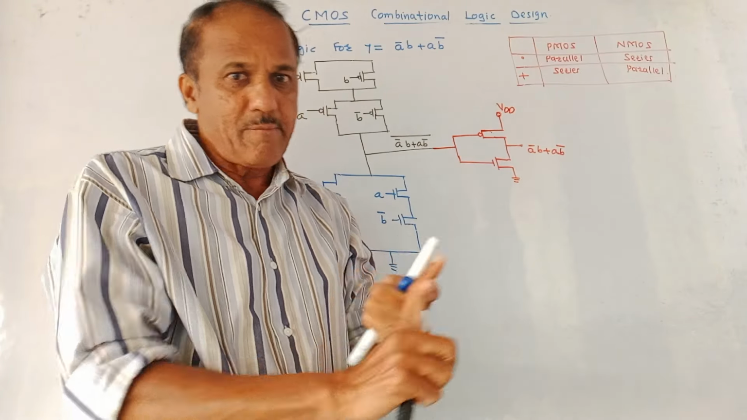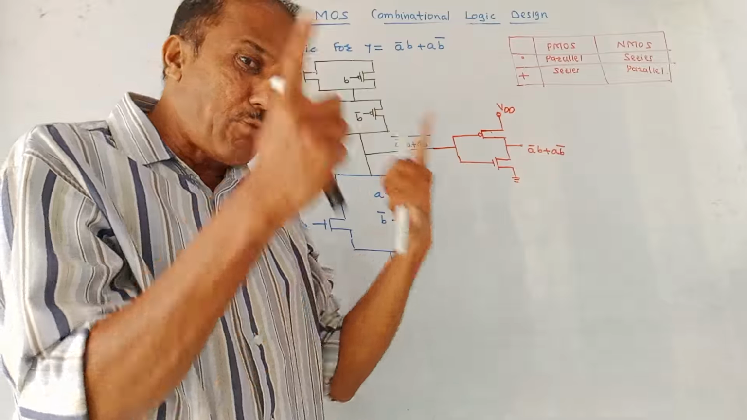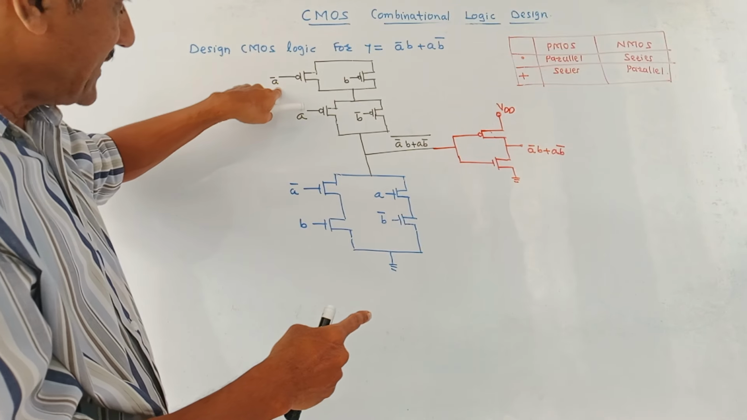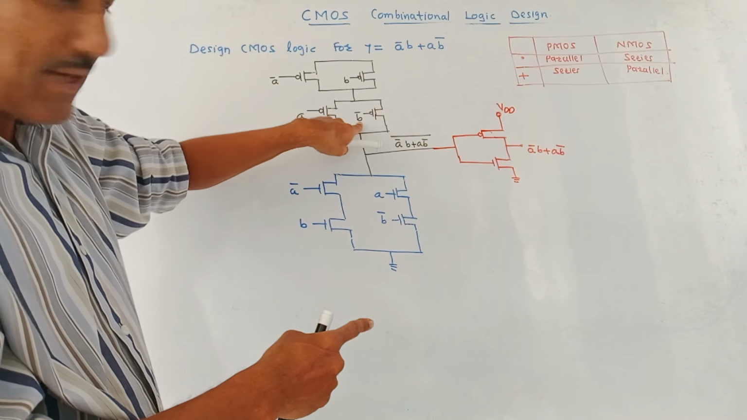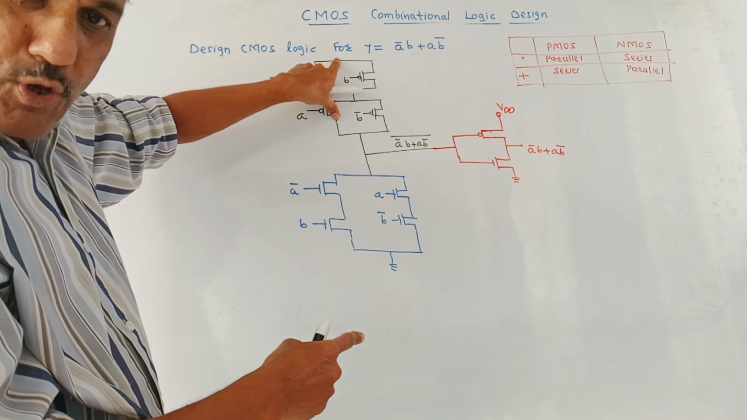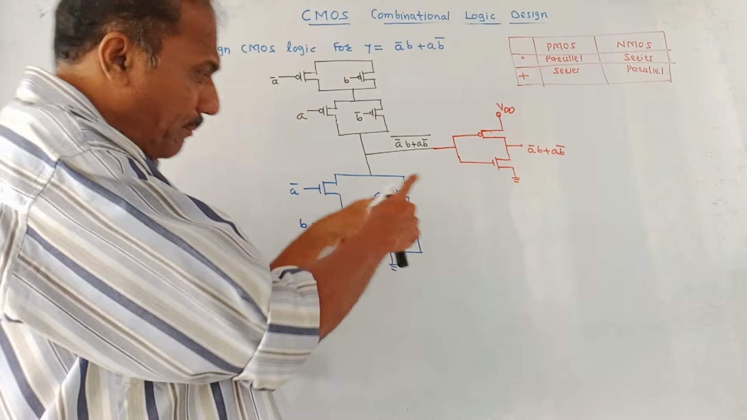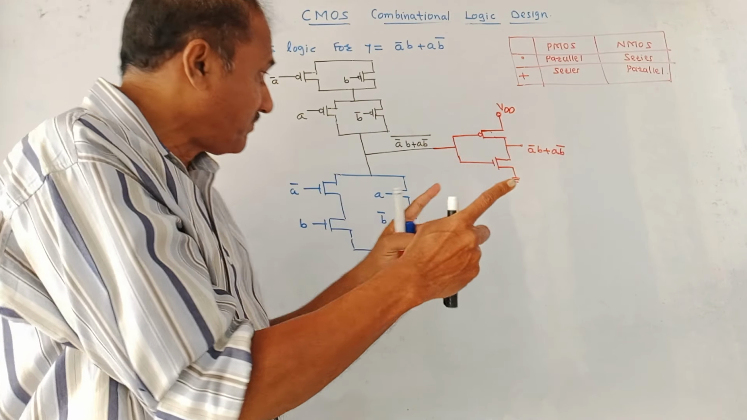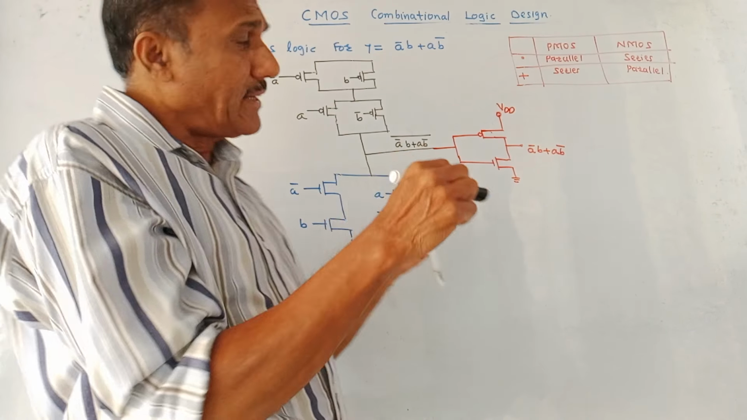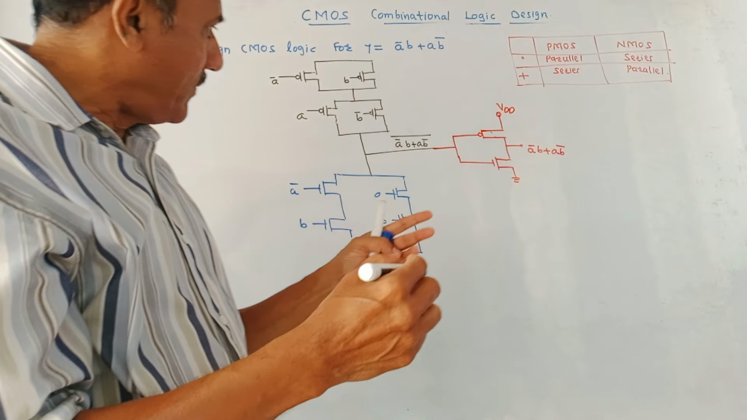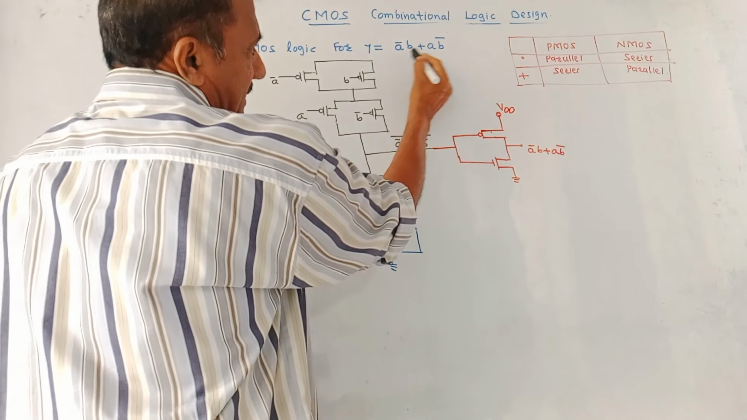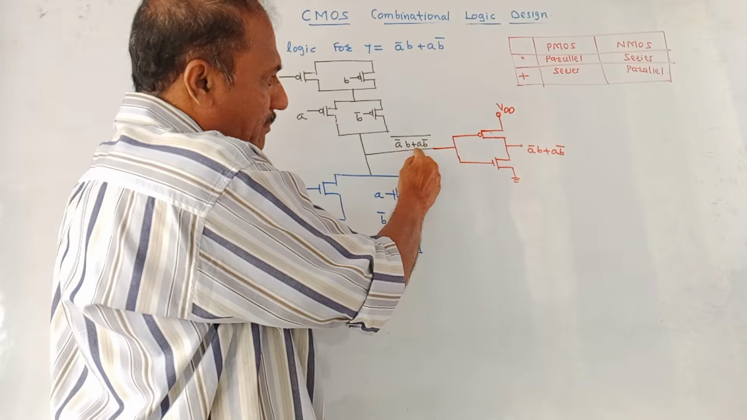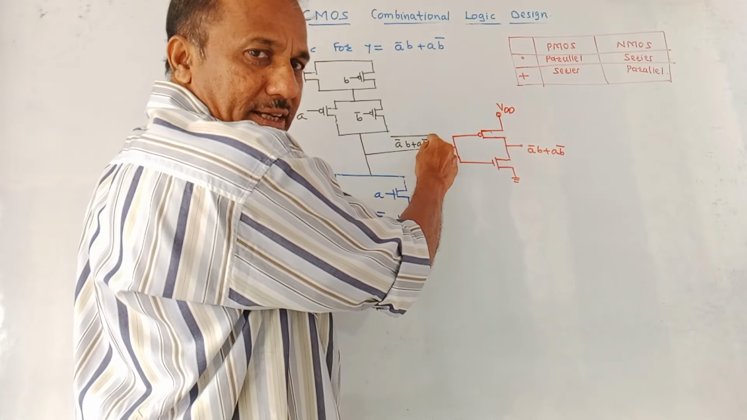But keep in mind, for the PUN, always PMOS is used. So this is the symbol of PMOS. The notations are A bar, B, A, B bar. So this is about the PUN network. What we learned: for the PDN always use NMOS, for the PUN always use PMOS. But keep in mind that CMOS logic always produces inverted output. So this is the given equation, but actually we are getting the output as A bar B plus A B bar, and then again the inverse of this.